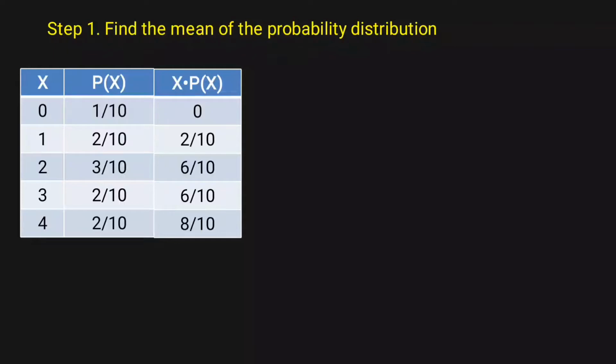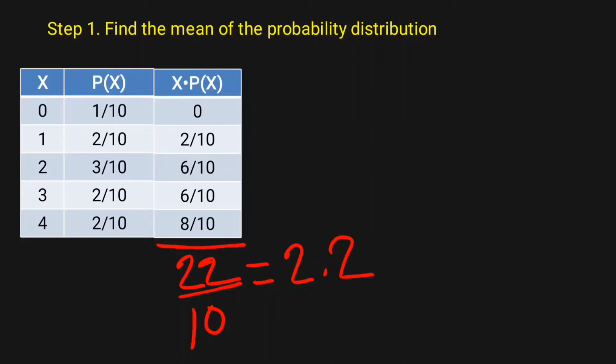Okay, so i-add lang natin ang x times p of x column natin. So we have 2 over 10 plus 6 over 10 plus 6 over 10 plus 8 over 10. Since similar fractions, just add the numerators. So therefore, we have 22 over 10. So convert to decimal. So just divide 22 divided by 10. That is equal to 2.2. Okay? So our mean, mu, is equal to 2.2.